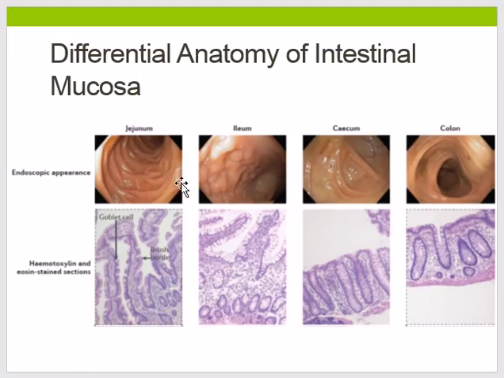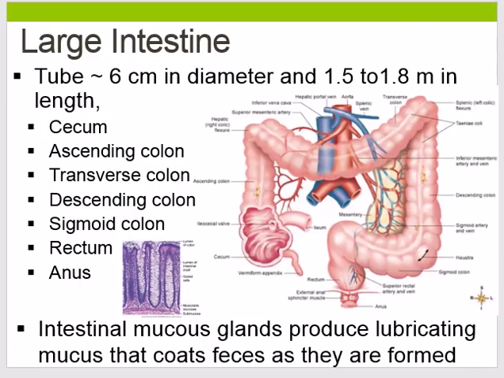So these are actual images of the small intestine, getting into the large intestine and the colon, and the histological samples beneath. Again, the key point is that we don't have these villi present once we enter the large intestine, because its main role is not absorption, where we need to maximize surface area. The large intestine is significantly shorter, anywhere from 1.5 to 1.8 meters in length, and only about 6 centimeters in diameter. So it is larger in diameter, but not in length.